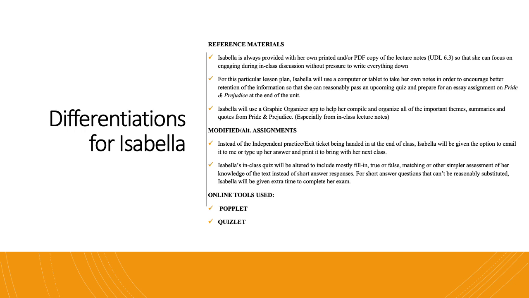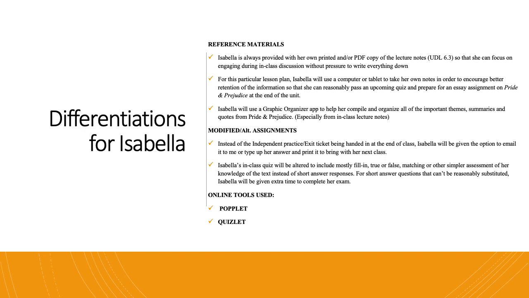Isabella will have a computer or tablet to take her own notes, and in this way some assistive technology can be used on the keyboard, and she will be encouraged to have better attention of the information, and she can reasonably pass the upcoming quiz and essay assignment for Pride and Prejudice. Lastly, Isabella will have a graphic organizer app to help her compile and organize all of the important themes, summaries, and quotes from Pride and Prejudice.